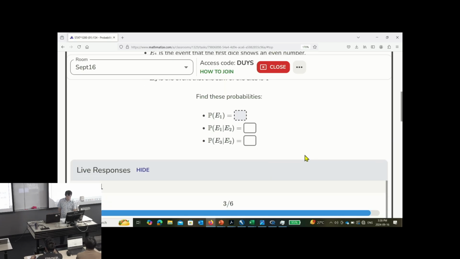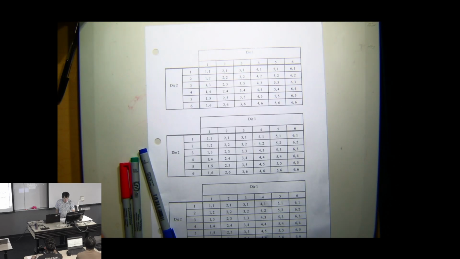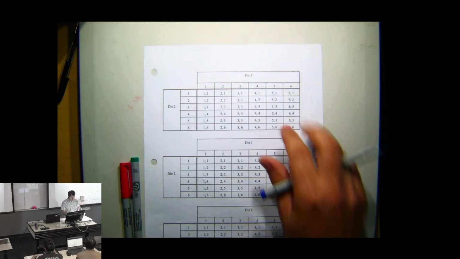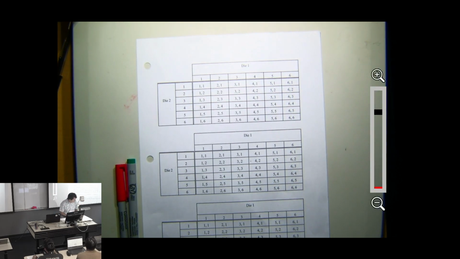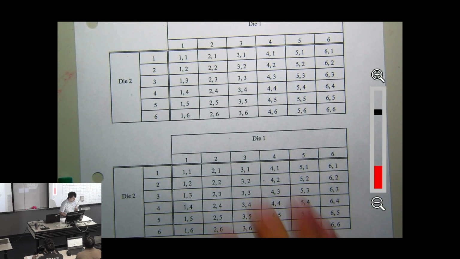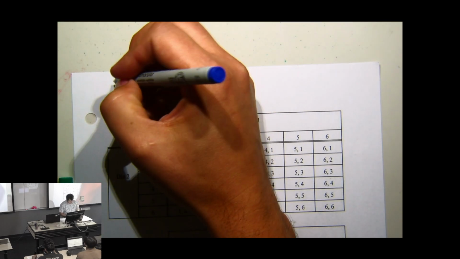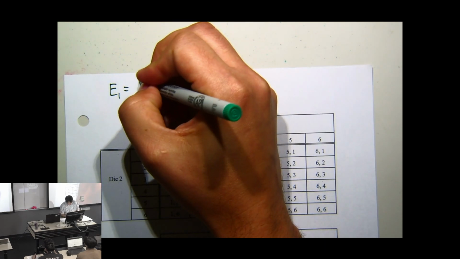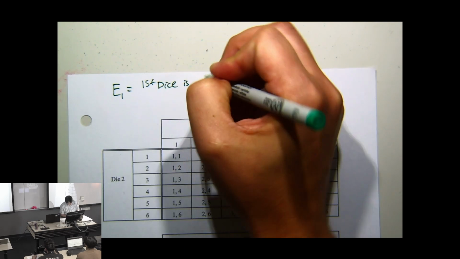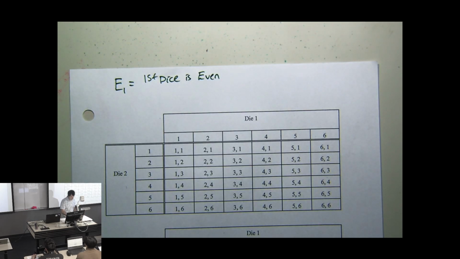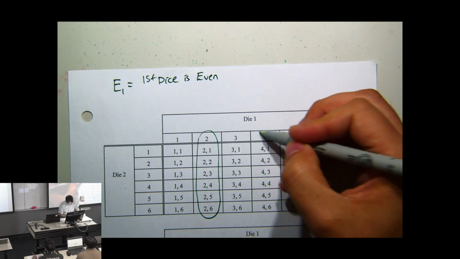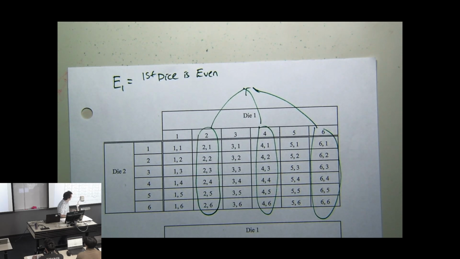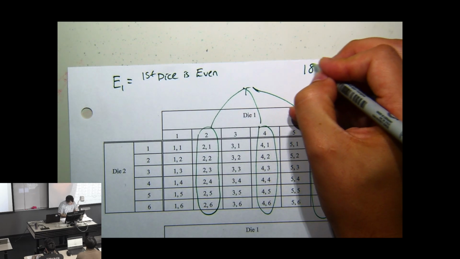What I'm going to do here is, on this little piece of paper, highlight these events. So this is your little sheet. Let me zoom in a bit. Okay, perfect. So E1 is the first dice is even. Let's try it in green. E1, first dice is even, and that's going to be either the rows or the columns here. So the first dice is the columns. This one, this one, this one. That's E1. And so I think the real answer is 18 out of 36.